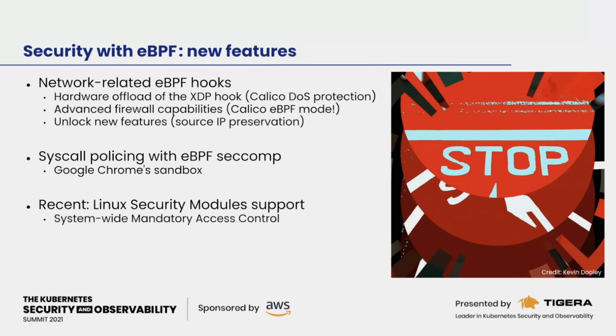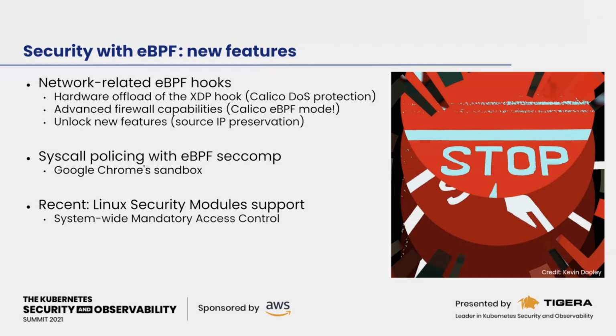So in Calico, we've used that for denial of service protection. Even back when we had our iptables data plane, we layered this on top. So the XDP hook can run all the way in the network card as soon as the packet arrives and before the CPU of the computer even gets involved. So that can be super powerful for blocking huge volumes of traffic very quickly.